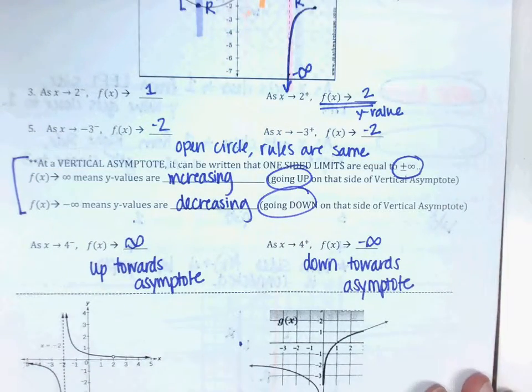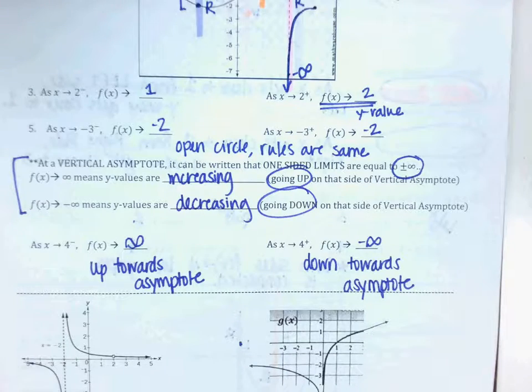Does that make sense? So if I'm going towards a number, cool, put the y value. But if it's going up towards an asymptote, you're putting infinity. If it's going down towards the asymptote, you're putting minus infinity. Good on that? Okay, next two graphs. Look at the bottom two.